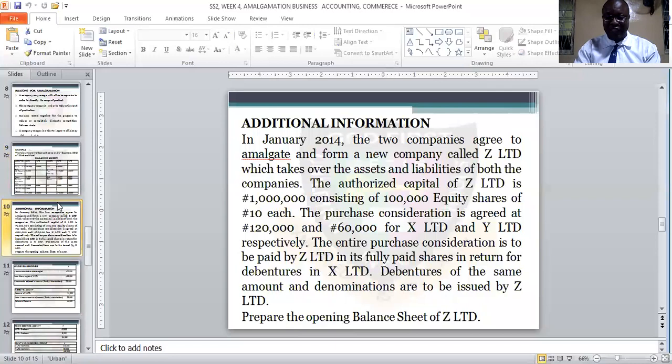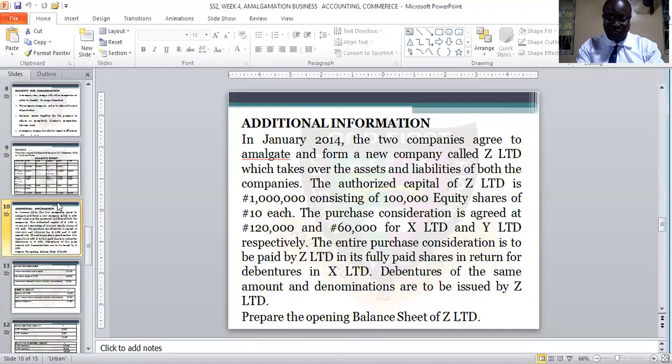Mind you, I told you that that balance sheet is for the X and Y Limited. But they decided to form a new company, and the name of the new company is Z Limited. Take note. Then which takes over the assets and liability of both the companies. The authorized capital of Z Limited is 1 million naira, consisting of 100,000 equity shares of 10,000 naira each. The purchase consideration is agreed, 20,000 naira. That means the 20,000 naira for S Limited and 60,000 naira for Y Limited, respectively.